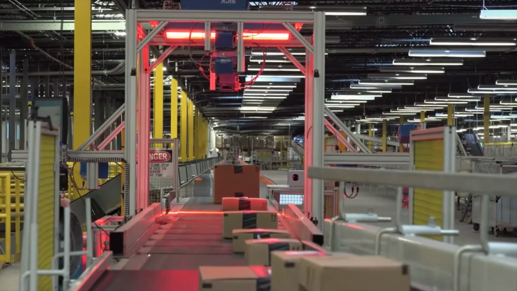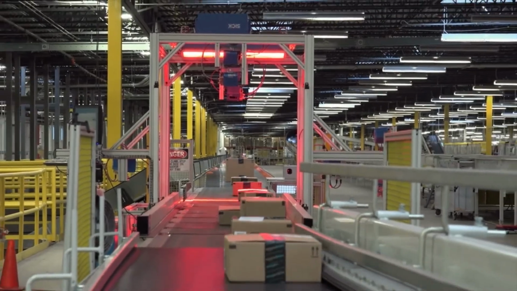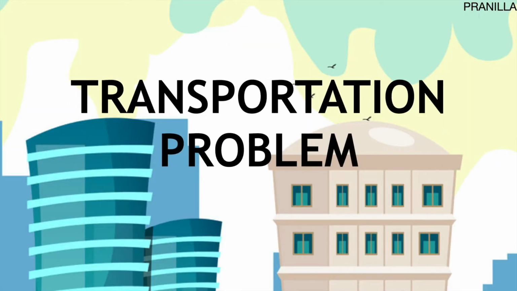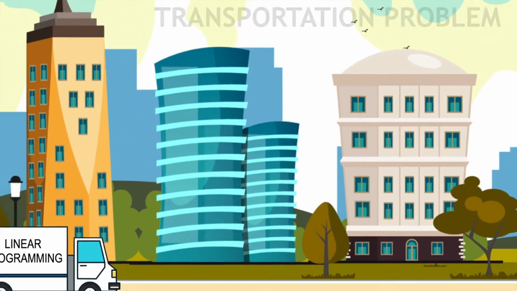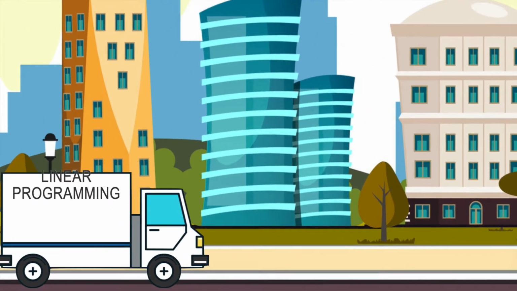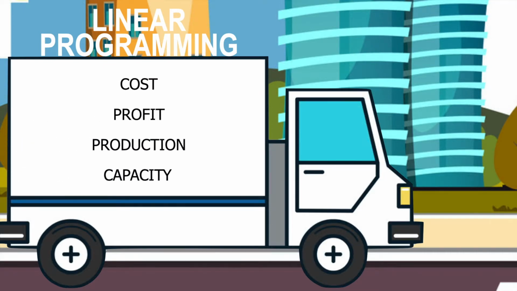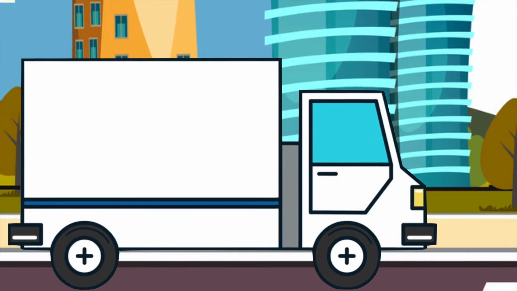This is where mathematics applies in the real world. Today, I am going to talk about transportation problem. Transportation problem is a special type of linear programming. So first, let us talk about linear programming. What is linear programming? The goal of linear programming is to maximize and minimize quantities such as cost, profit, production, and storage capacity subject to certain constraints.